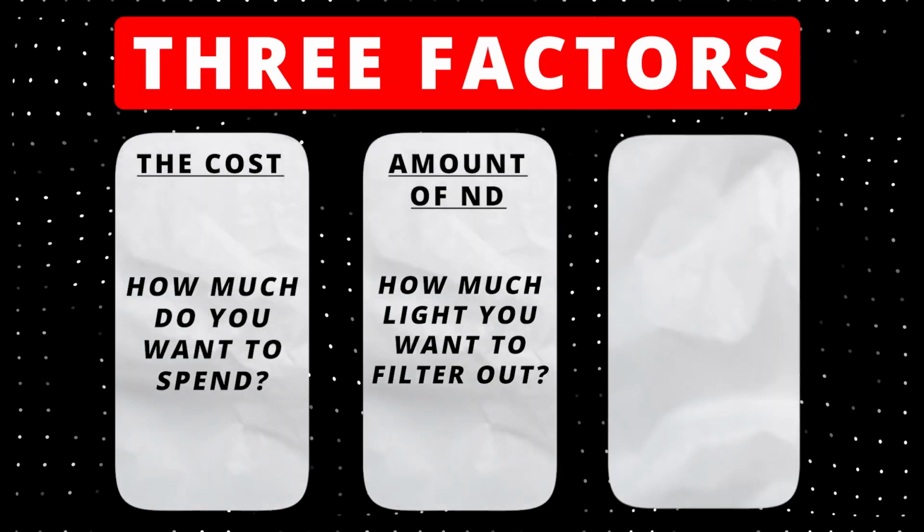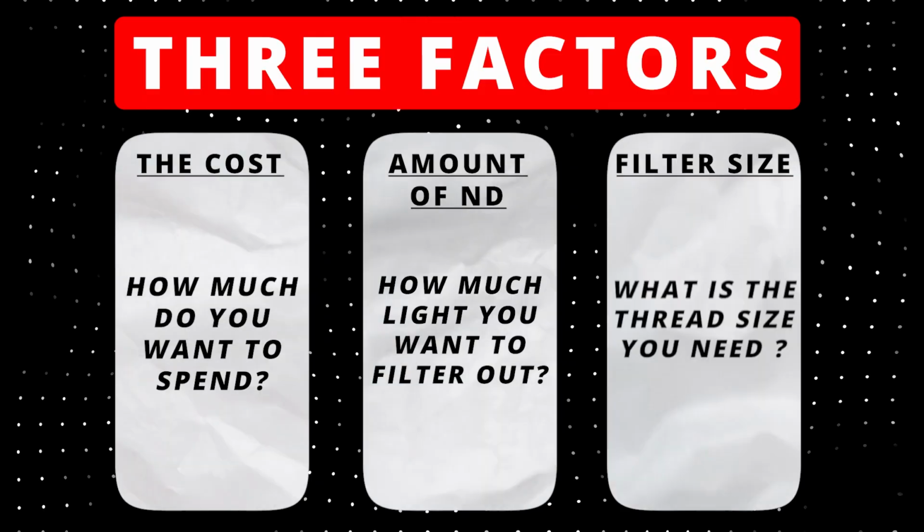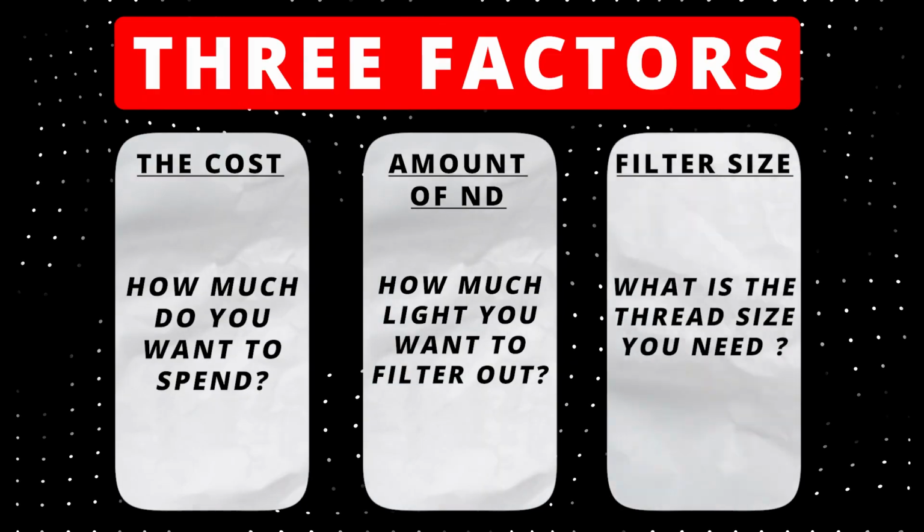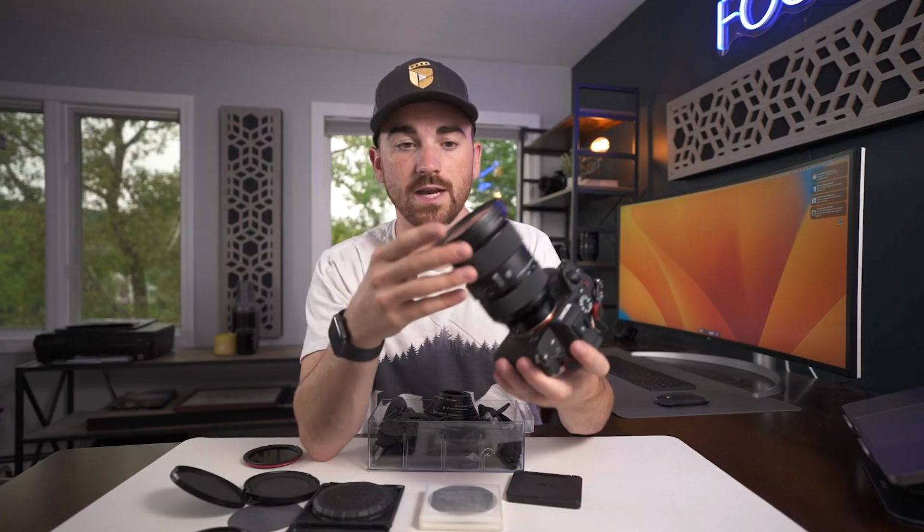Now, the third thing you need to consider is the filter size. Smartphones we're going to touch on in a second, but with lenses on professional or mirrorless cameras, whatever you want to call it, every lens might have a different actual opening. This is called the thread size. So for example, here I have this filter, which is actually too small to screw onto this lens.